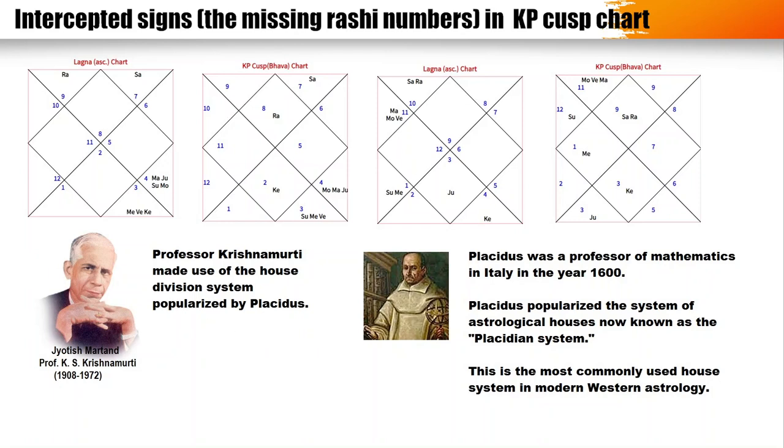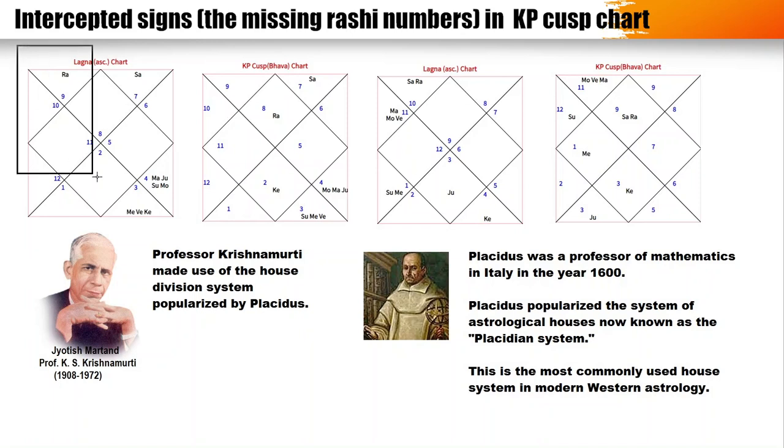Now, while casting the horoscope in KP software, you must have come across the KP chalit chart where you find that certain numbers are missing or certain houses seem to have no numbers mentioned. Those are kind of empty houses. Those are what is called the intercepted sign. So here are two examples.